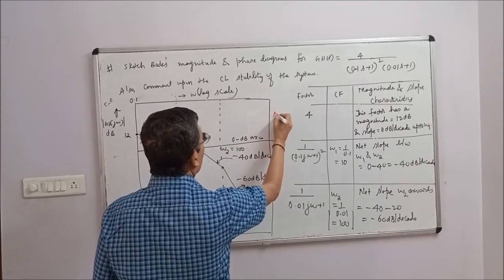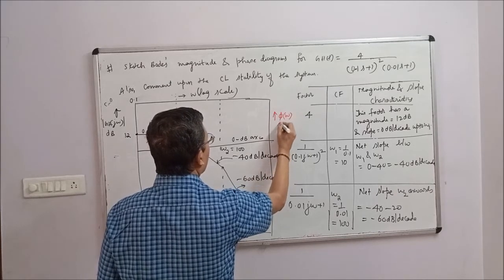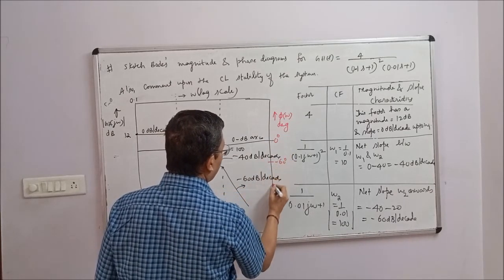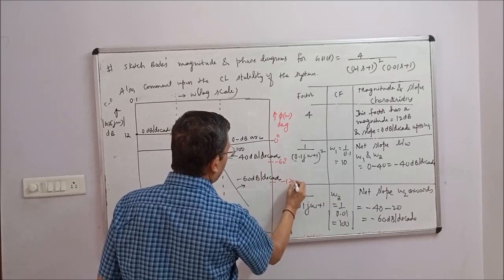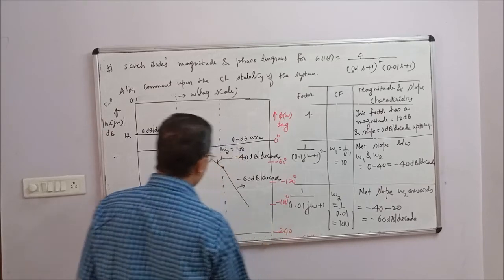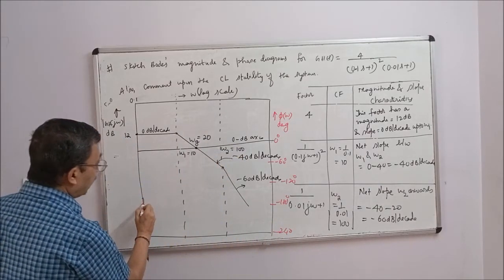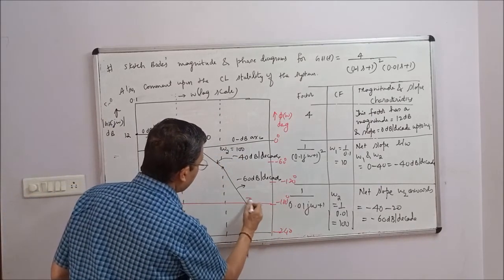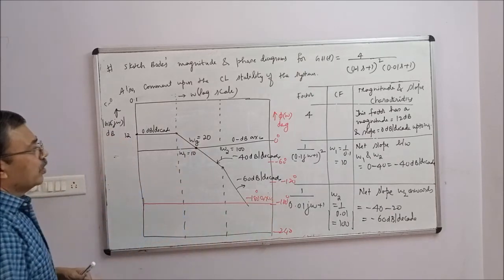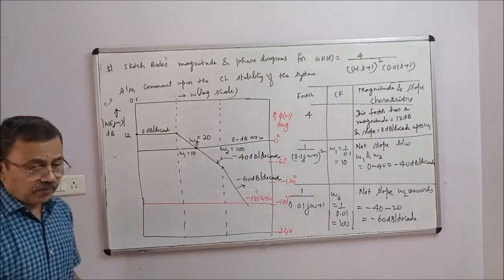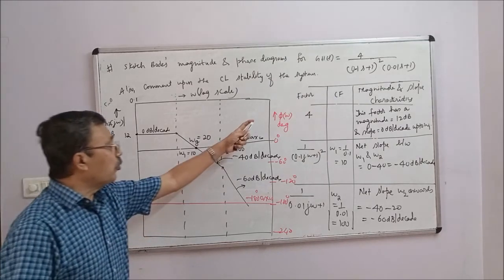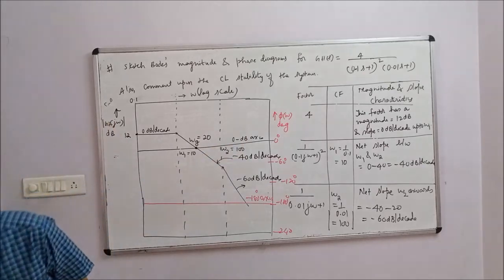This is phi of omega in degrees. This is 0 degrees, minus 60 degrees, minus 120 degrees, minus 180 degrees, minus 240 degrees. Where it is minus 180 degrees, you draw a horizontal line. This is called the minus 180 degree axis. Now for drawing the phase diagram, we require a table that gives phi of omega for different values of omega.